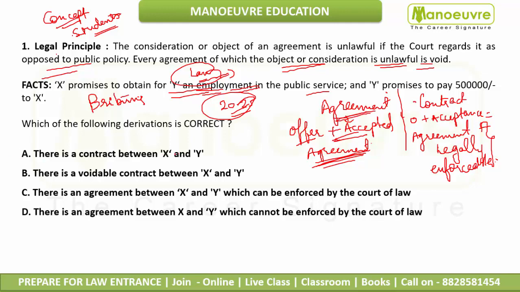So there is a contract between X and Y. No, this is not my correct answer choice. There is a voidable contract. No, there is no voidable contract, guys. It is illegal only. So it is not voidable. You cannot go to the court.